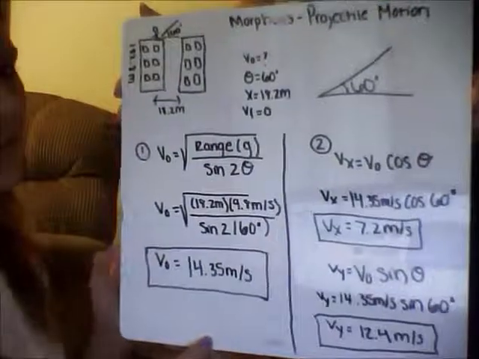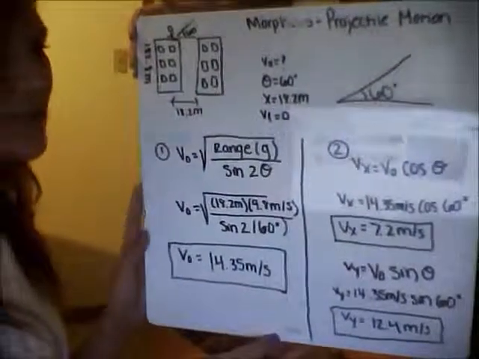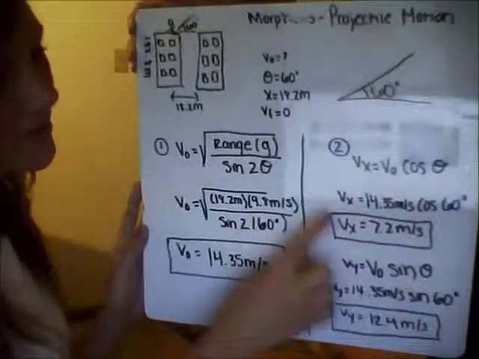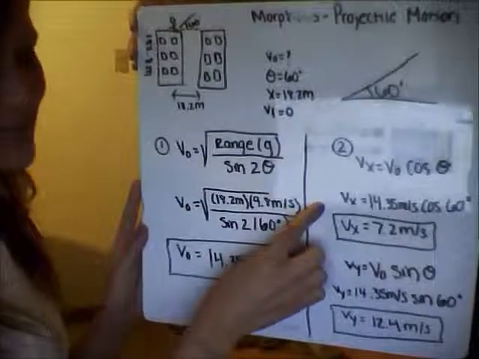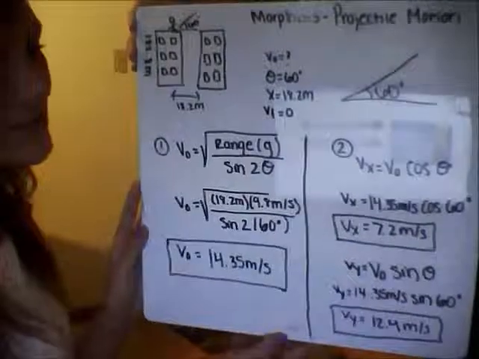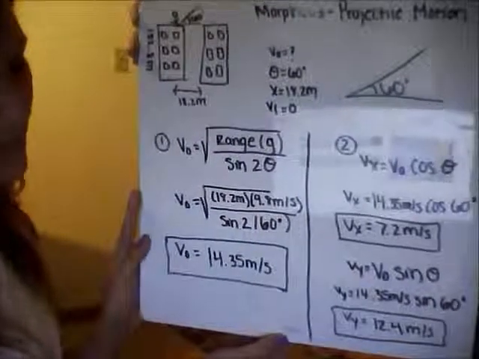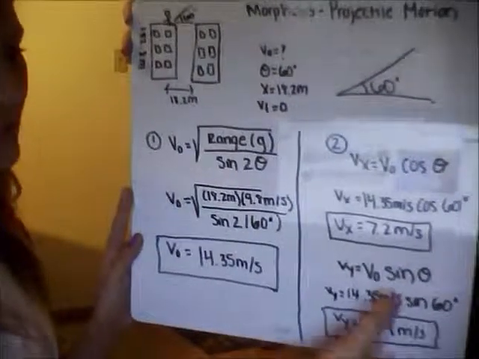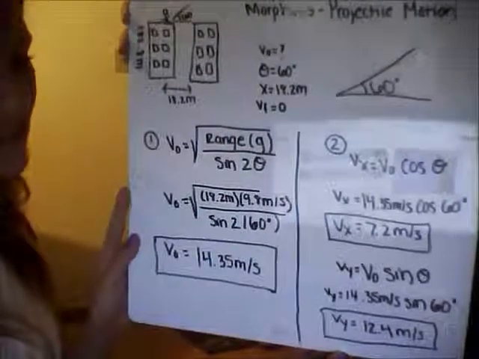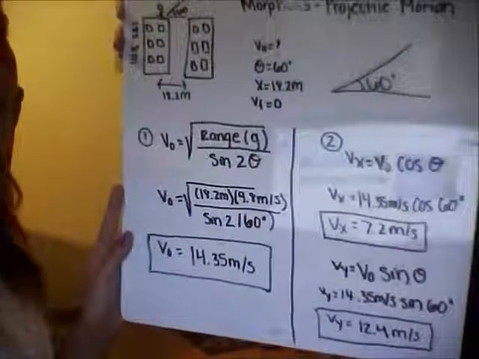Now we need to calculate his velocity in the x and y direction. To find his velocity in the x direction, we can use the equation initial velocity times the cosine of the angle. Plugging in our numbers, we can do 14.35 meters per second times the cosine of 60 degrees. This gives him a velocity of 7.2 meters per second in the x direction. For the y direction, we can use the same equation plugging in sine this time. So we have 14.35 meters per second times the sine of 60 degrees, giving him a velocity in the y direction of 12.4 meters per second.